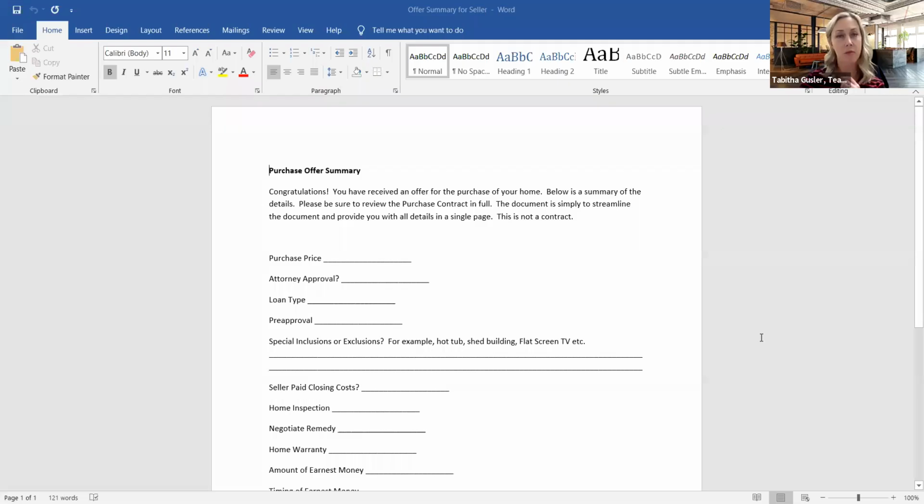Sounds good. Mhm. So, I do have, and I saw that somebody asked for it earlier, and I'll share both of these with you guys. It's almost the exact same document as the buyer offer checklist. This one just has a little bit different language at the top. It's called a purchase offer summary. It says, congratulations, you've received an offer for the purchase of your home. Below is a summary of the details. Please be sure to review the purchase contract in full. This document is simply to streamline the document and provide you with all details in a single page. This is not a contract.